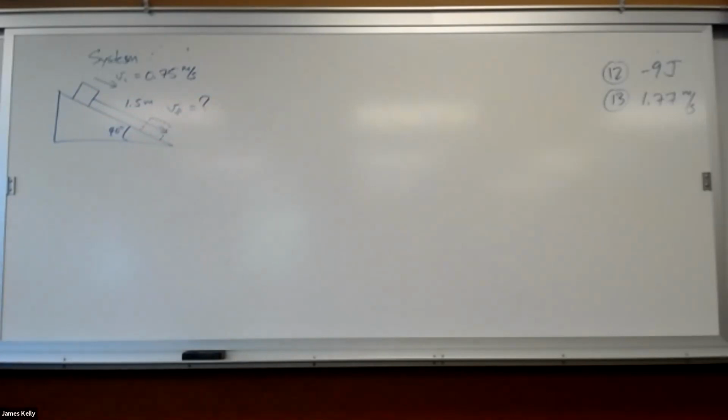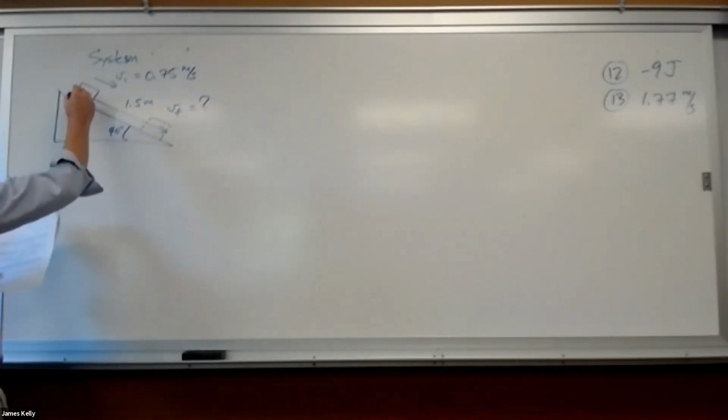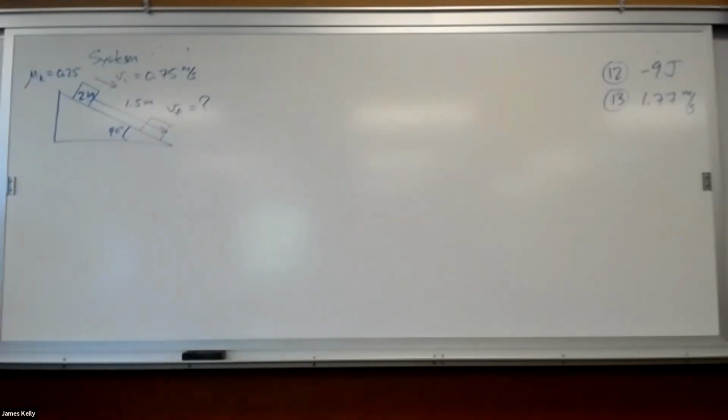That's the setup. And we're given that the coefficient of kinetic friction is 0.25 and the mass is 2 kilograms. Trying to put all the information. Okay, you help me think about what I might want to put in my system or leave out of the system, including the forces and the pieces.